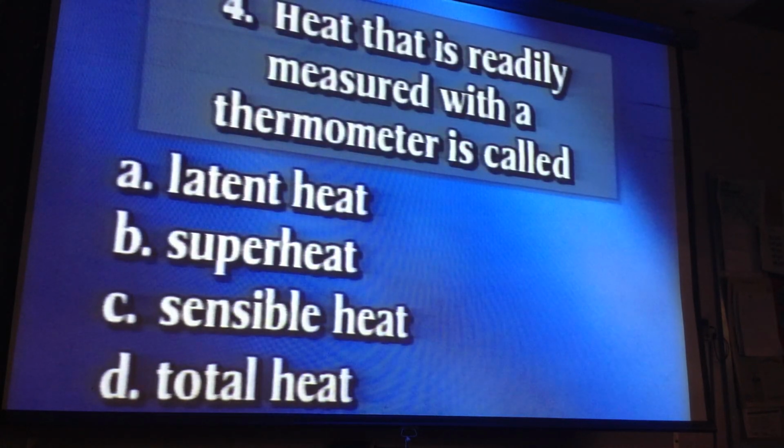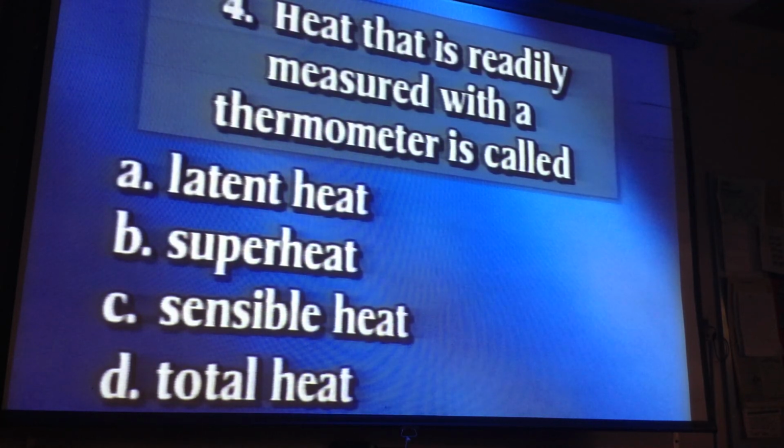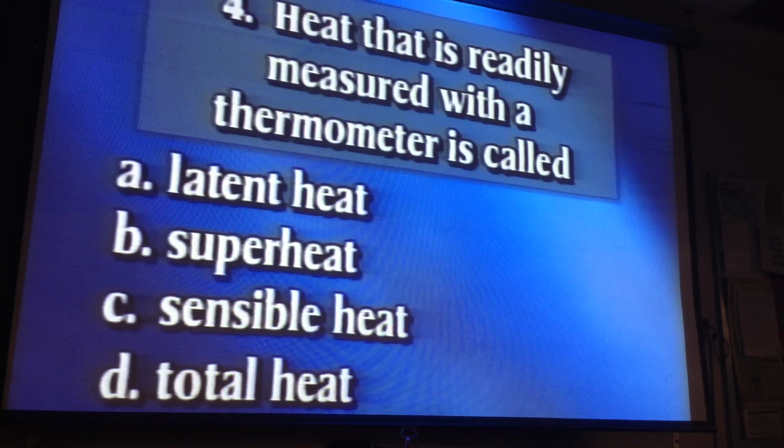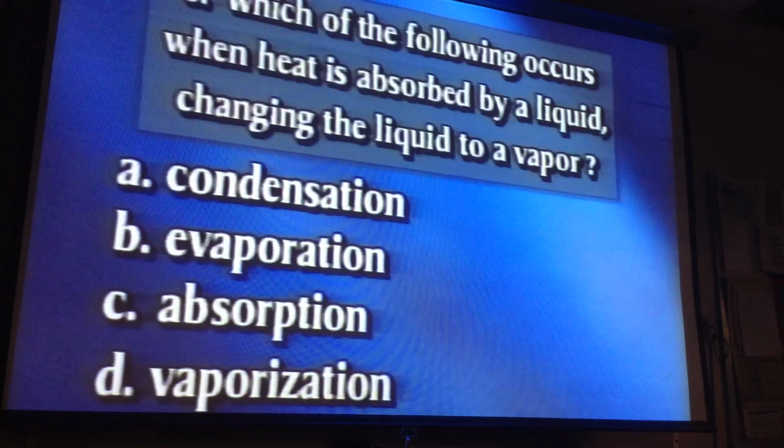Heat that is readily measured with a thermometer is called A, latent heat. B, superheat. C, sensible heat. D, total heat. Which of the following occurs when heat is absorbed by a liquid, changing the liquid to a vapor? A, condensation. B, evaporation. C, absorption. D, vaporization.